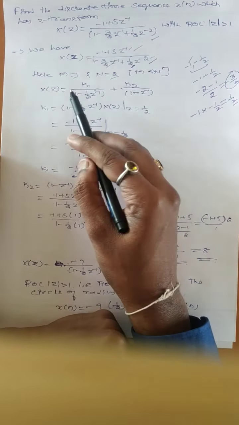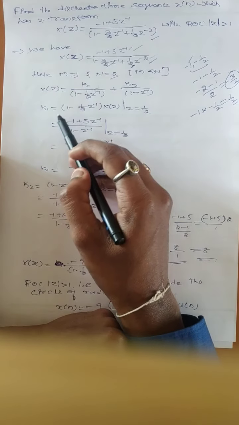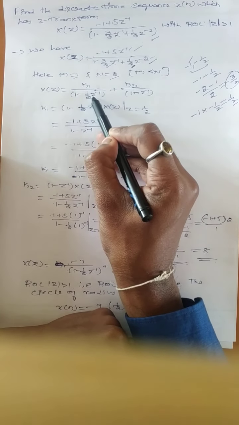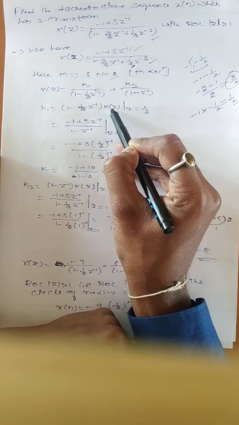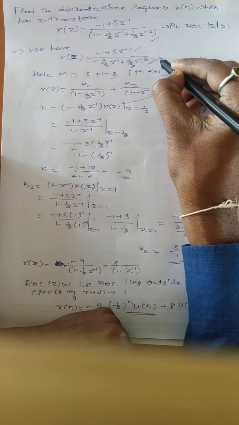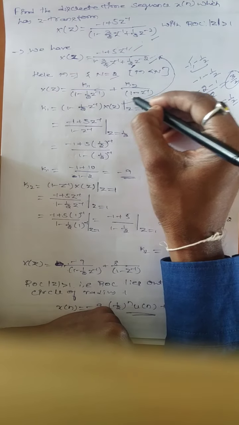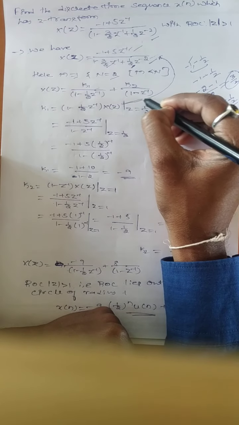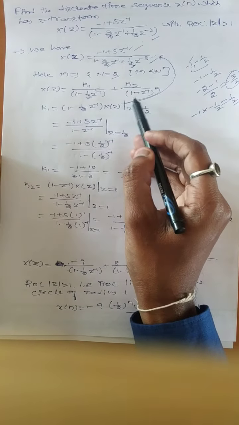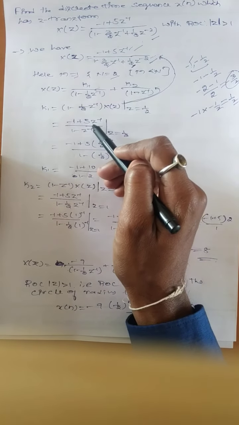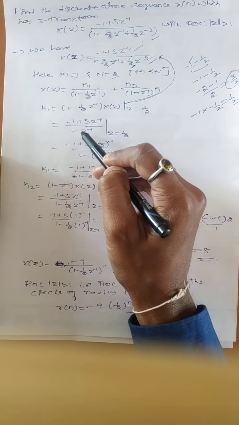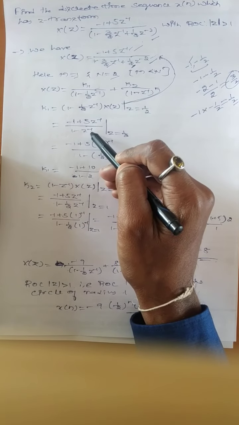Now we simplify this using the partial fraction expansion method. To find k1, you multiply 1 minus 1 by 2 z inverse with X of z. X of z is this one. Now you simplify this, you will get minus 1 plus 5 z inverse divided by 1 minus z inverse.